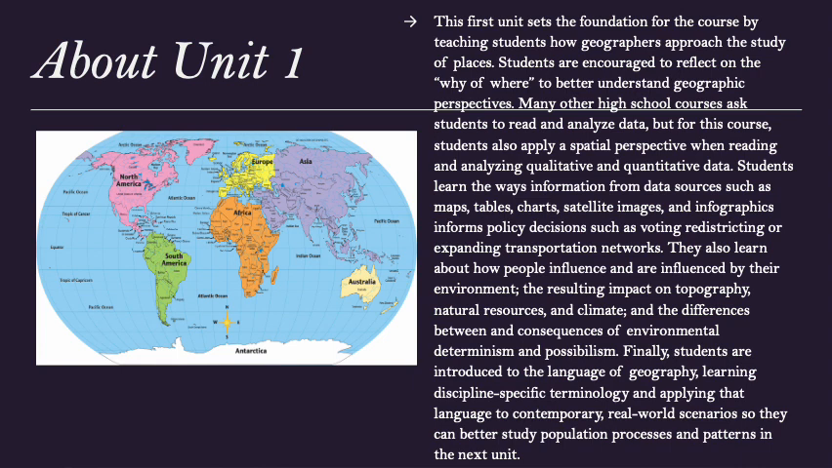You'll also learn about how people influence and are influenced by the environment, the resulting impact on topography, natural resources, and climate, and the difference between and consequences of environmental determinism and possibilism. Two theories you'll learn about.